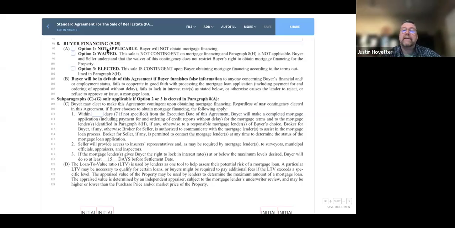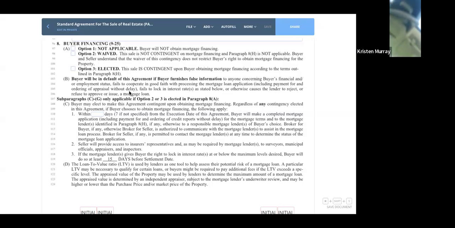In my opinion, yes. Because it says here in the parentheses, including payment for or ordering of appraisal without delay. That means you're ordering that appraisal right away. So be careful, protect your clients. Don't wait to have that appraisal ordered. And be aware.